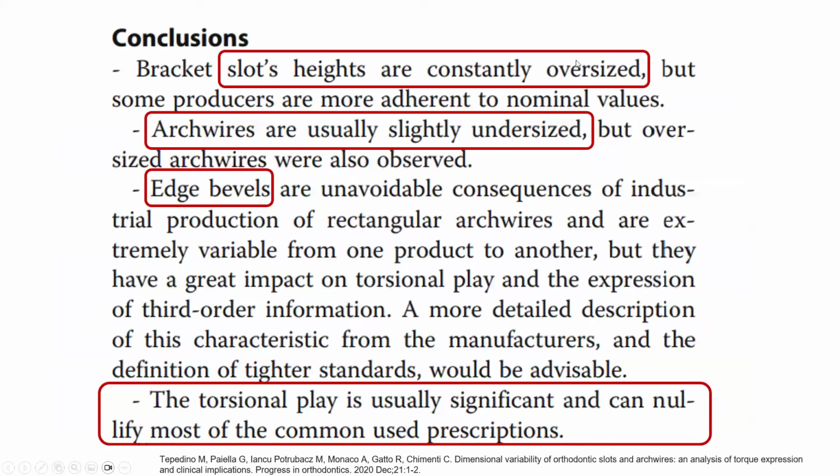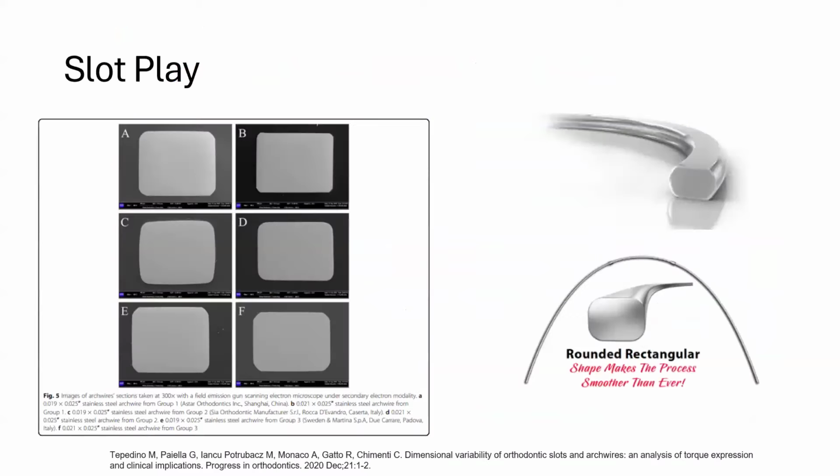Kind of like this little conclusion one of the studies had. Slot heights are constantly oversized. Arch wires are slightly undersized. Edge bevels, an unavoidable consequence of making a rectangular arch wire, are extremely variable from one product to another. The torsional play is usually significant and can nullify most of the common use prescriptions. And that was what I was experiencing in my office.